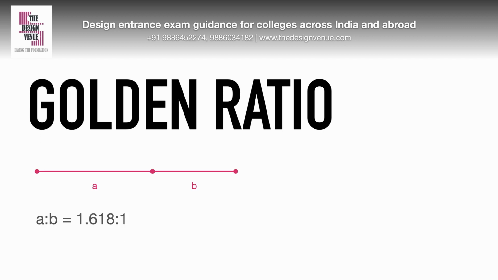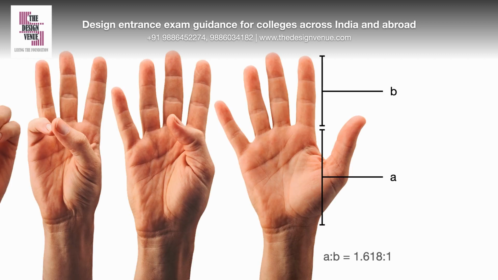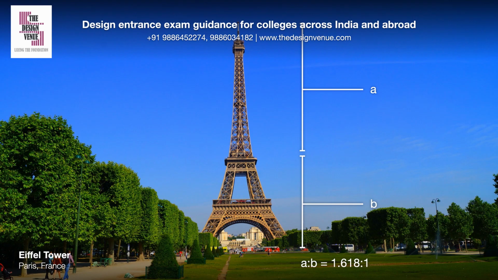Speaking of proportions, it is important to mention the golden ratio. It is known to be a ratio which feels most natural and beautiful to the human eye. This ratio is 1.618:1. This ratio originates from nature. Look at our hands for example. The length of the palm with respect to the fingers is roughly 1.618:1. That is, it follows the golden ratio. Even the Eiffel Tower has utilized this ratio.